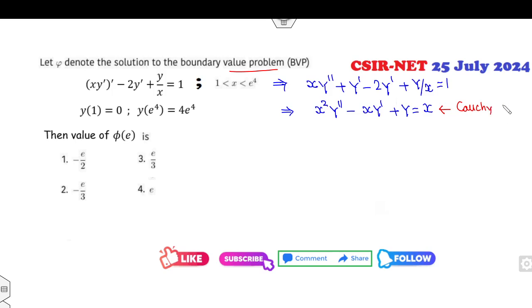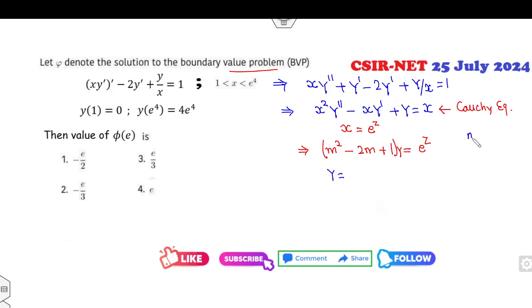It's a Cauchy-Euler equation. Fine. Then you can simply take x as e raised to power z. Then your equation will be (m square minus m, and m, that is 2m plus 1) equal to e raised to power z. Fine. Now can you write the solution?